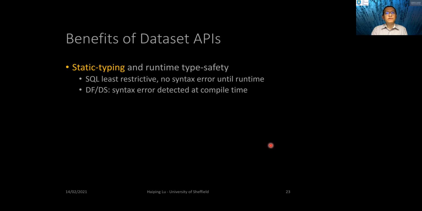And the benefits of the dataset APIs. As we said, a DataFrame is a special type of dataset, so we still talk about dataset APIs, but it's applicable to the DataFrame. So it has static typing and runtime type safety.